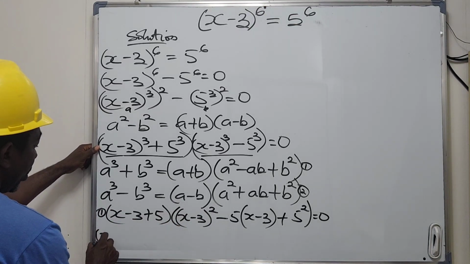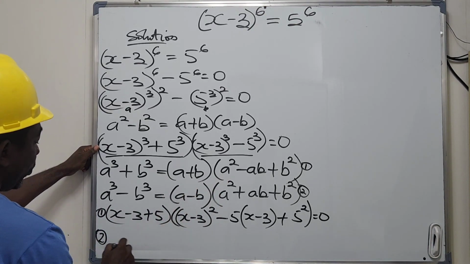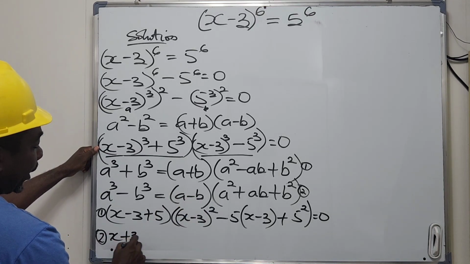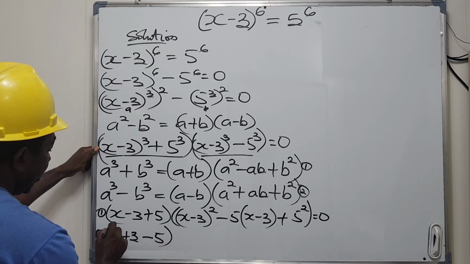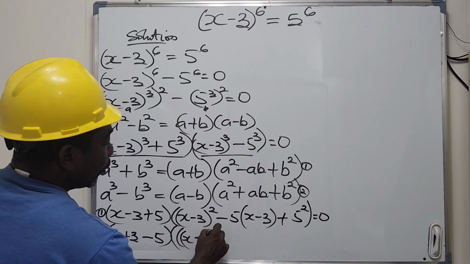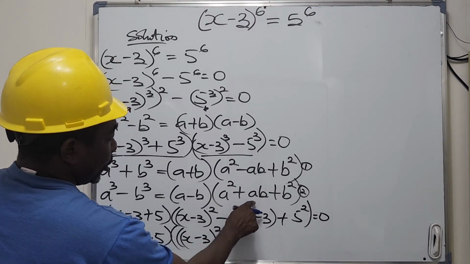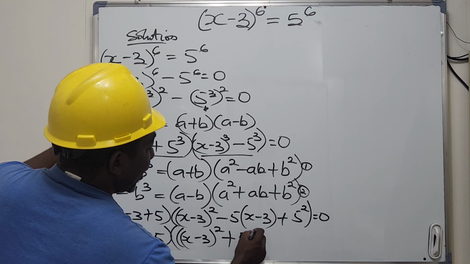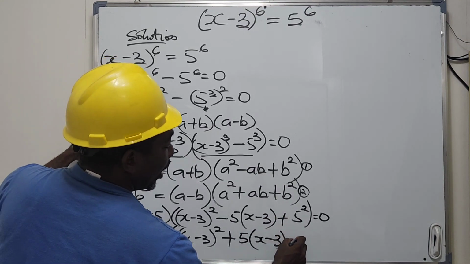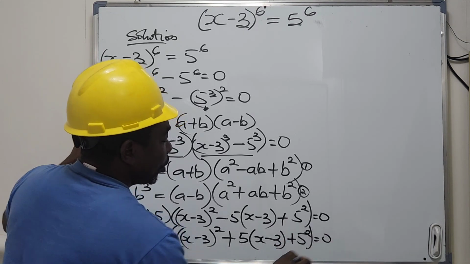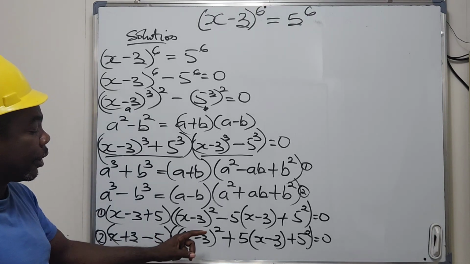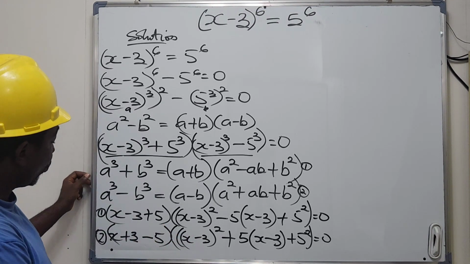Then the second one, where we have a − b, where a is x − 3, minus b, we have minus 5, into (x − 3)^2. That is for a. We bring down plus ab, which is the same thing as 5 into (x − 3). We bring down b^2, we have plus 5^2, all equals 0. So these are the two equations that we need to evaluate to find the value of x. So we take one after the other.